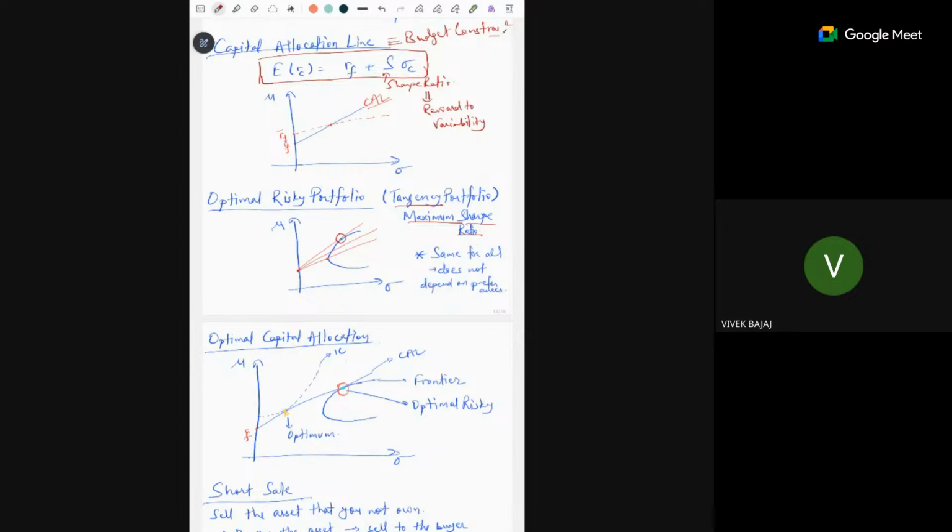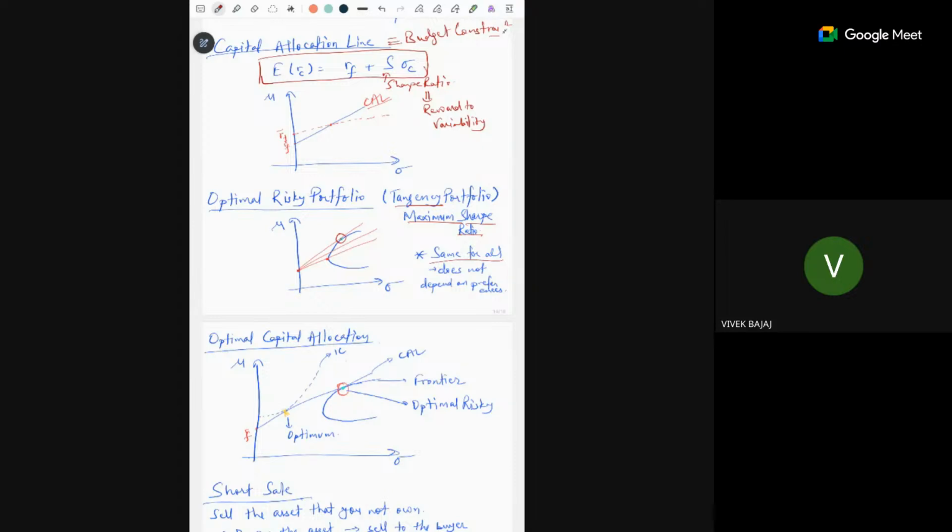And throughout this discussion, we have not discussed anything about preferences. So individual preferences do not impact this optimal risky portfolio. That does not come into the picture, because individual preferences do not impact the capital allocation line, and they do not impact the efficient frontier either. So this optimal risky portfolio is the same for all individuals.